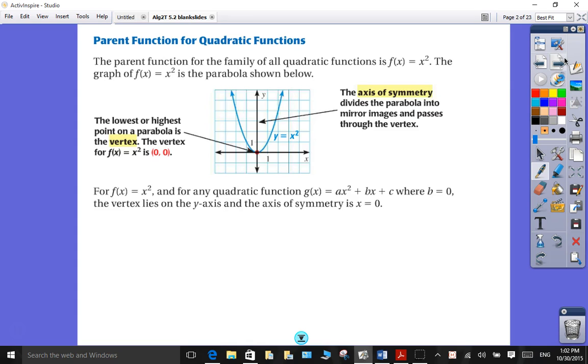This is the standard form of a parabola: ax squared plus bx plus c. The parent function is just x squared, y equals x squared. That is a parabola which has its point right at the origin, and that point is called the vertex.